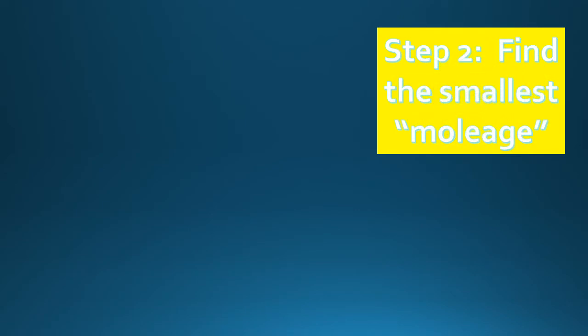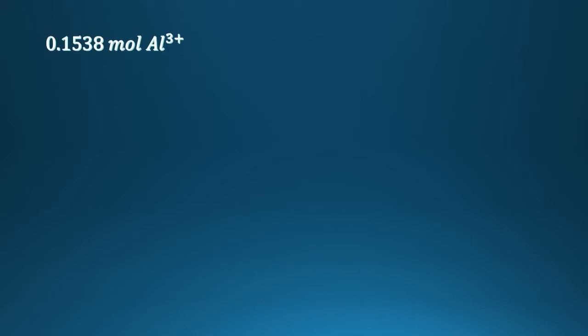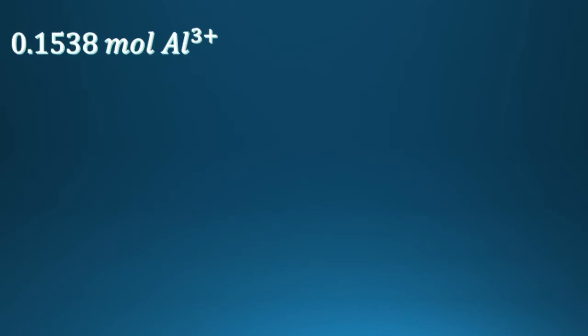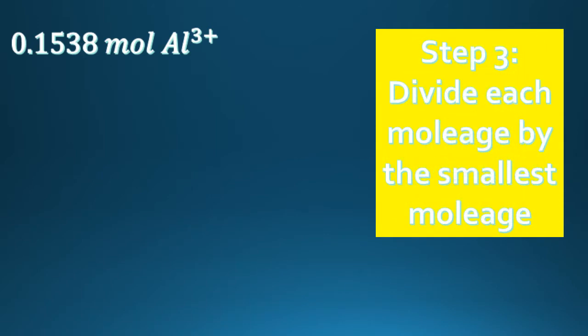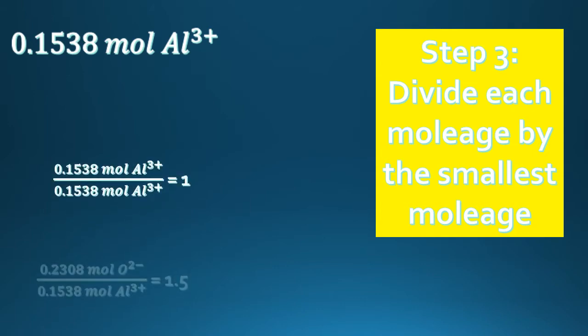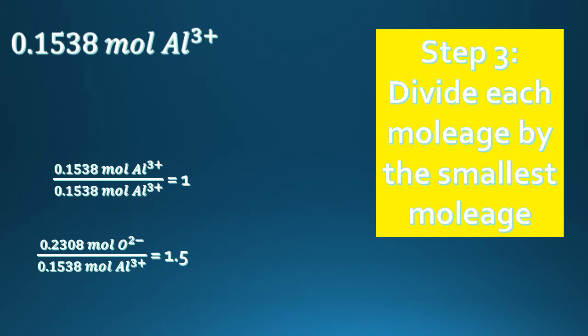Okay, now we're ready for step number 2. Step number 2 says find the smallest molage. Yeah, that's my word, molage. Out of the 2 that we have, that one's your smallest molage. Divide each of the 2 molages that you got in step 1 by the smallest. So we take that number and divide it by itself, so we get 1, and divide this number by the smallest molage and get 1.5.